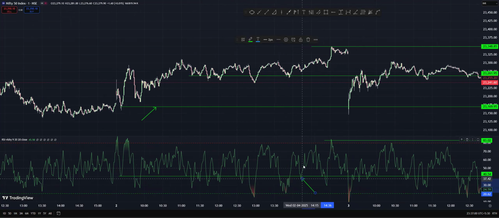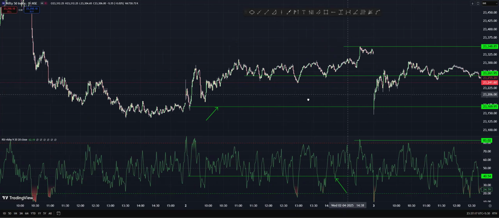But price gained. So it went up again. How much did it go up? It went from 23,000 272 to almost 23,000 60 70 points. So this is how we need to spot it.